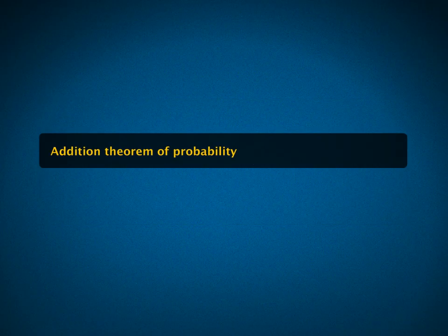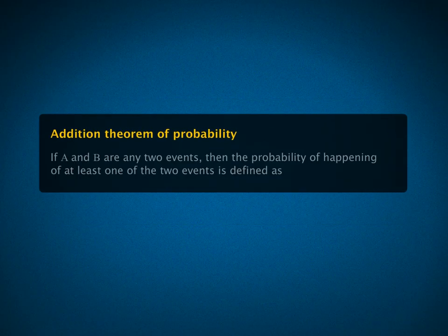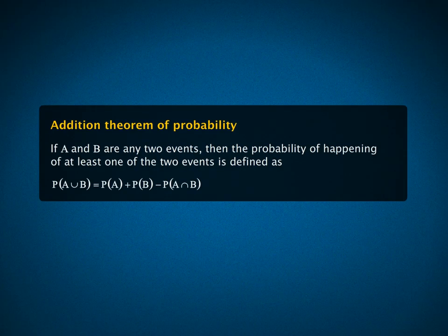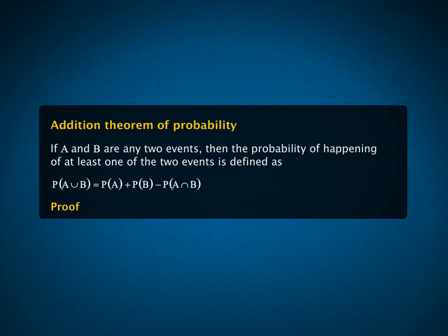The addition theorem of probability states that if A and B are any two events, then the probability of happening of at least one of the events, defined as the probability of A union B, is equal to probability of A plus probability of B minus probability of A intersection B. It is fairly simple to understand the proof of this theorem.